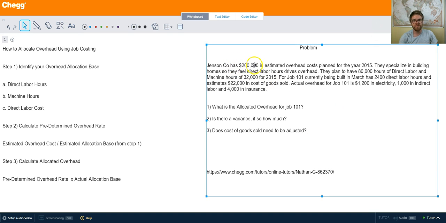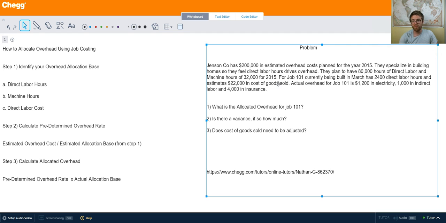So Jensen Co. has $200,000 in estimated overhead costs planned for the year 2015. They specialize in building homes, so they feel direct labor hours drive overhead. They plan to have 80,000 hours of direct labor and machine hours of 32,000 for 2015. That's for the full year. Now for Job 101, they're currently being built in March, has 2,400 direct labor hours and estimates 22,000 in cost of goods sold.